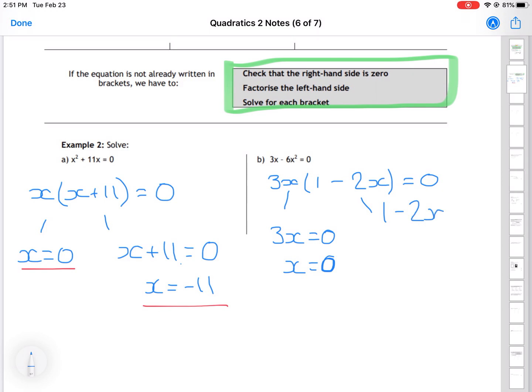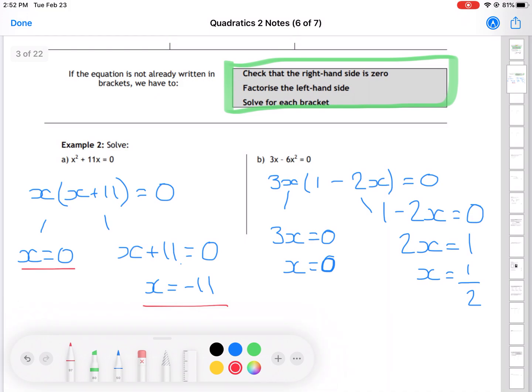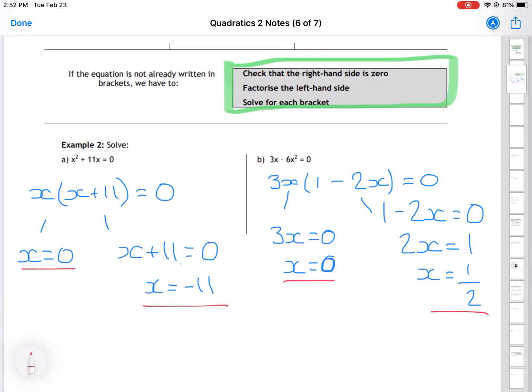1 take away 2x equals 0. So that would tell me that 2x equals 1 and x equals a half. Now you can leave these x values as fractions or decimals. I did decimals up above, fractions here. It doesn't matter. You generally don't have to use them again anyway, and if you do, you might end up with whole numbers. If you do have to use them again, I would change them to decimals rather than fractions, but we can discuss that when we come to it.